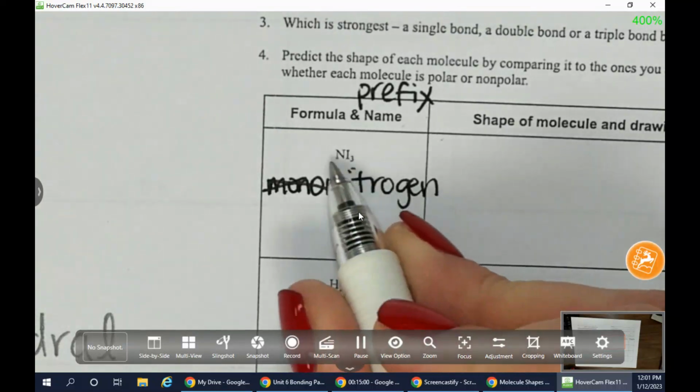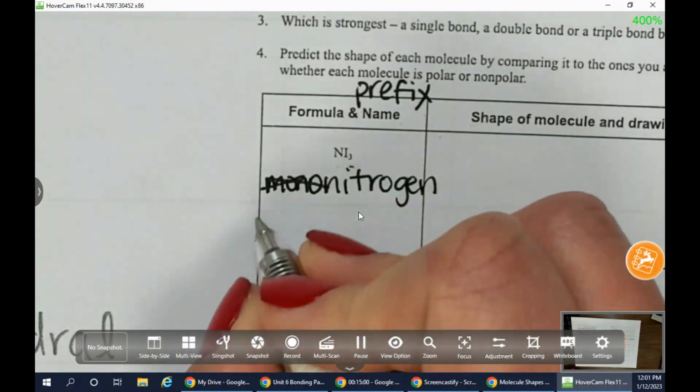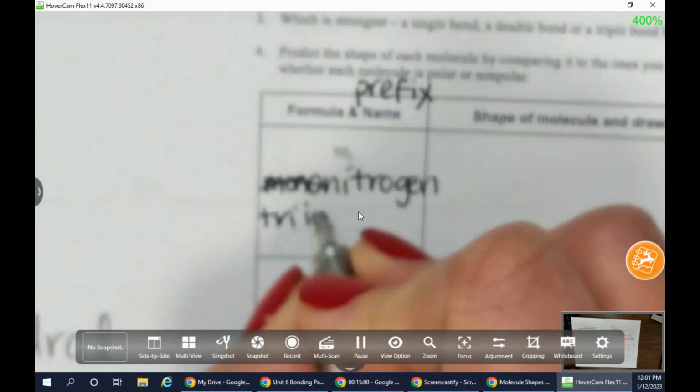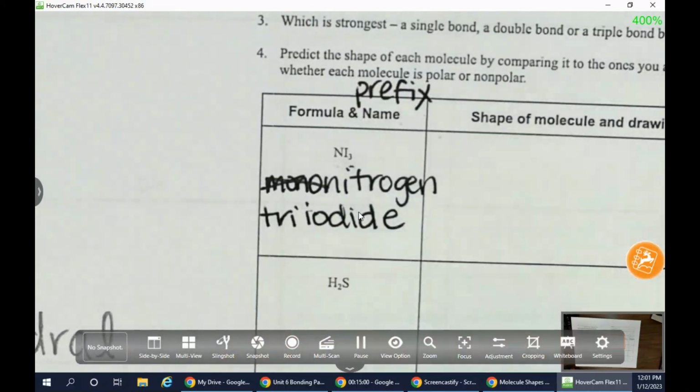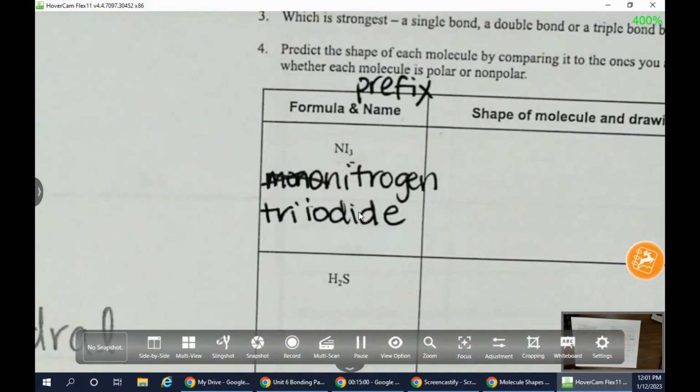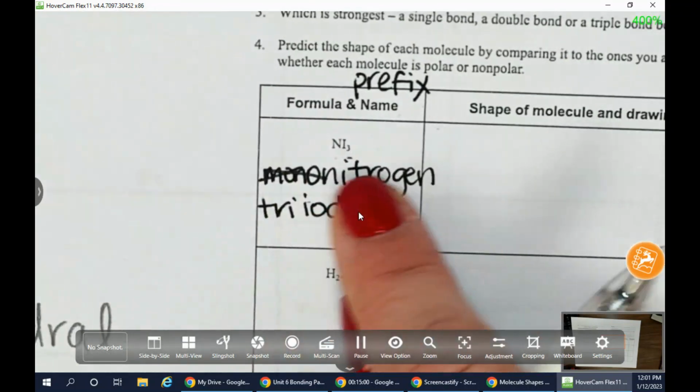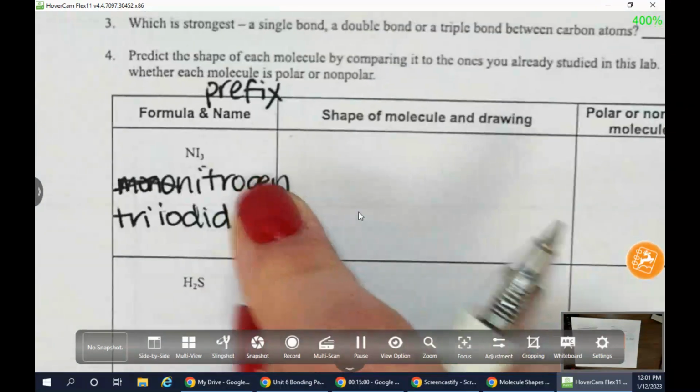So nitrogen, and then we have three iodines. So we're going to say triiodide. Okay, triiodide. If you say triiodine, it's okay. You just need to get better at putting "ide." You want to finish in "ide" on your last thing. All right, so now that I have the name of this compound, then I go to the next one.